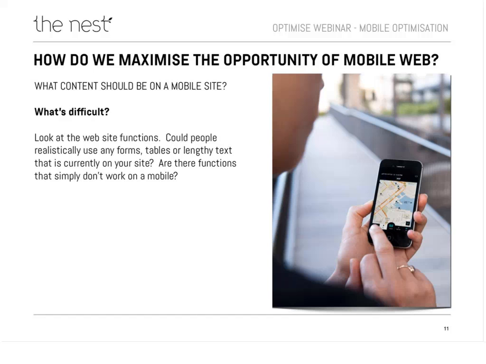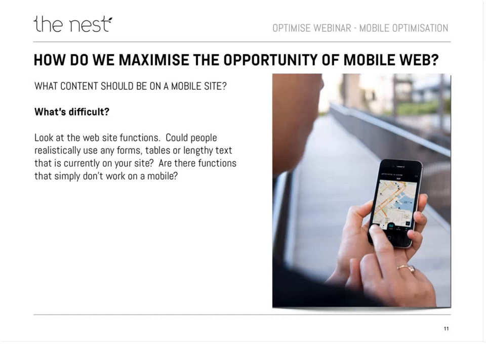And on that issue, the next question there is what's difficult? Once you've got an audit of all the content that you have on your site, look at the website functions itself and think, can people actually use some of the forms? Forms are particularly difficult on mobile. If your website uses a lot of tables, for example, the tables may be quite difficult to read when you resize those. If there's a lot of lengthy text, a lot of lengthy articles, how easy is it to access those on a mobile? So be thinking about, as I say, not just the type of content that's on the page, but the functions that are on the page as well.